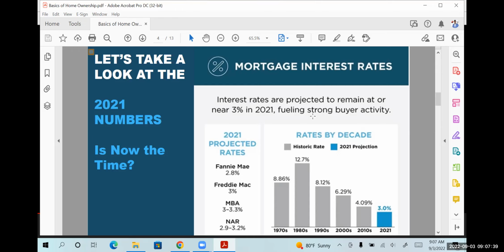So what I always tell people is, when you're renting, your interest rate is 100%. Would you guys prefer 5 or 100?